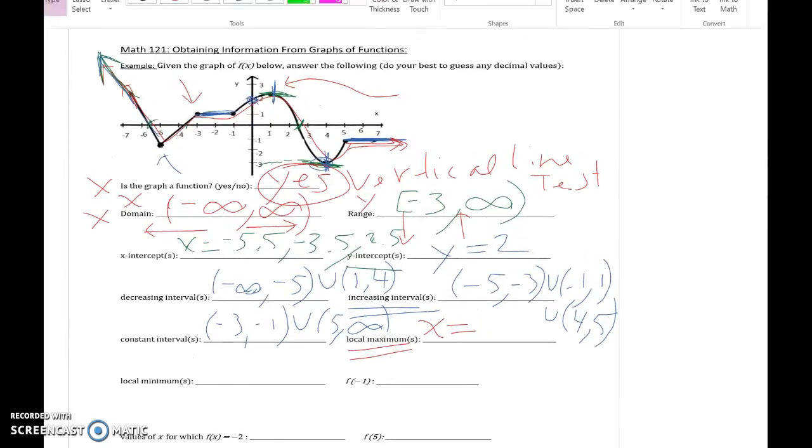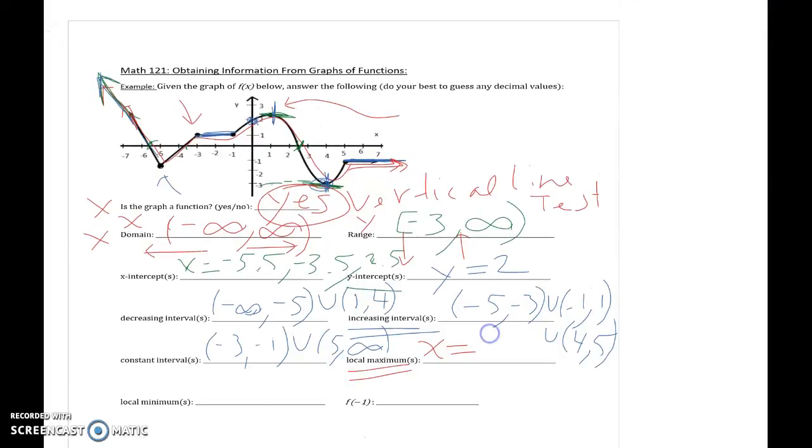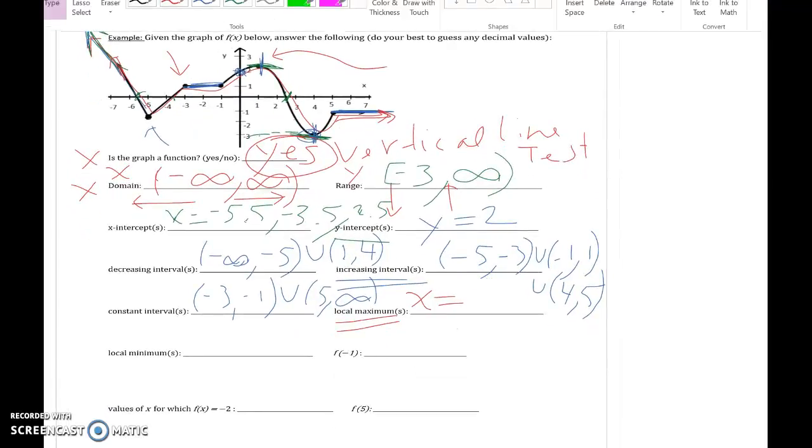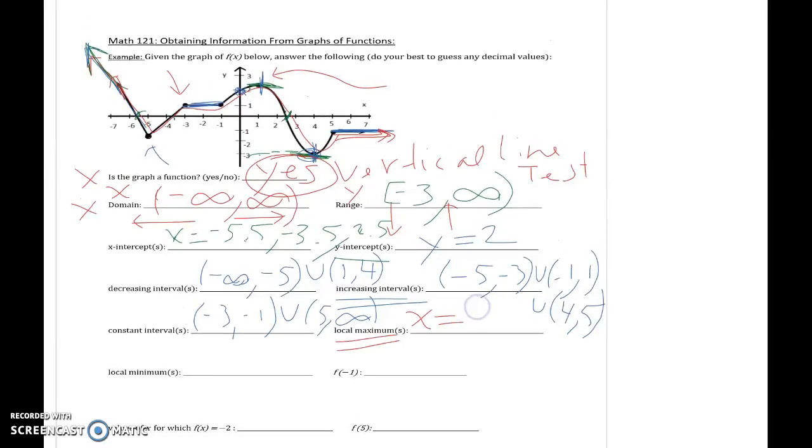Oh, shoot. This thing's not working very well. Well, okay. X equals +1, and that's it.